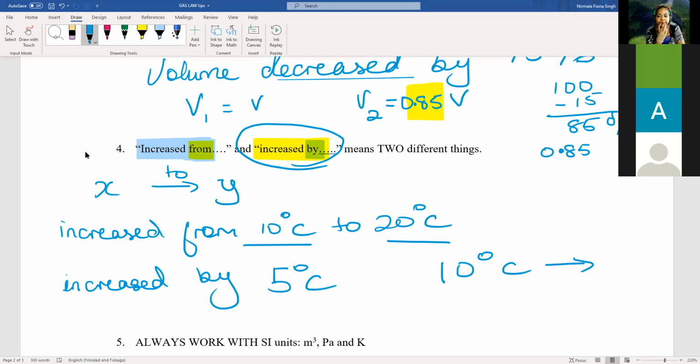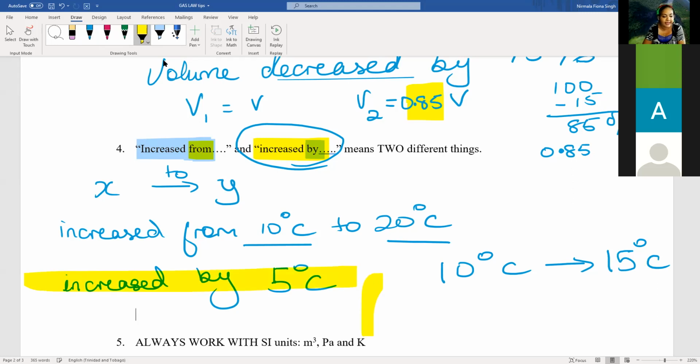Y'all, that's really simple. Increase by means how much I increased our number by. Increase by means to add. So if I said I increased by 5 degrees Celsius, 15, very good, Isis, right? That means my new temperature will be 15. So please note, increase by usually means I am adding a number.